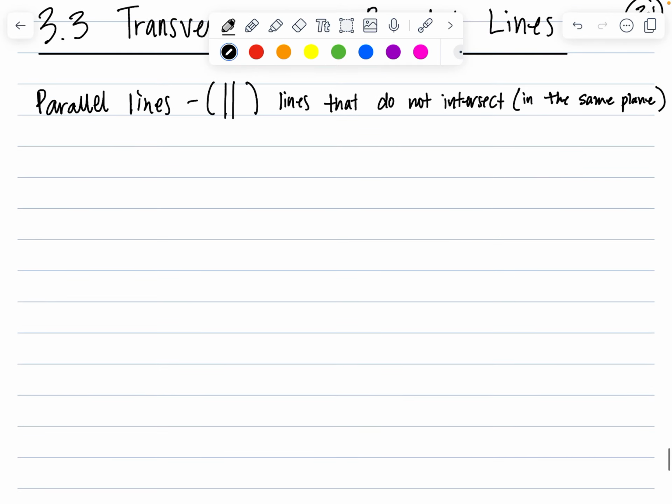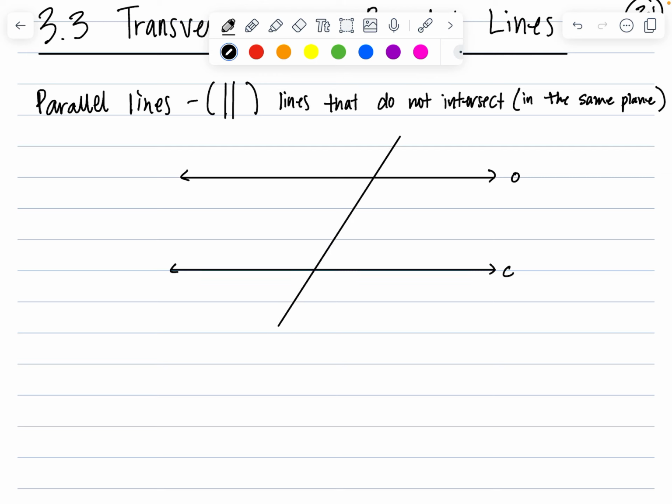So if we draw two parallel lines, it's very, very important to understand this concept. First, let's draw these parallel lines: two lines that do not intersect, they go on forever in both directions. Let's call this first one O, and this line C, and then let's draw a transversal. A transversal is a line that intersects two or more lines at very distinct points. We see those two distinct points here.